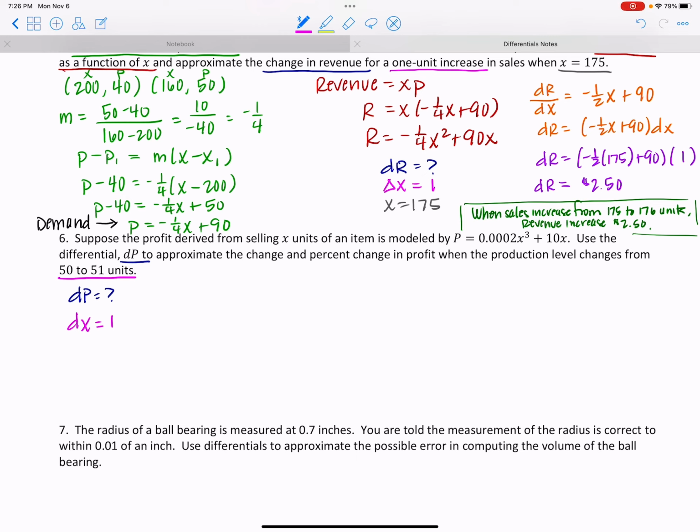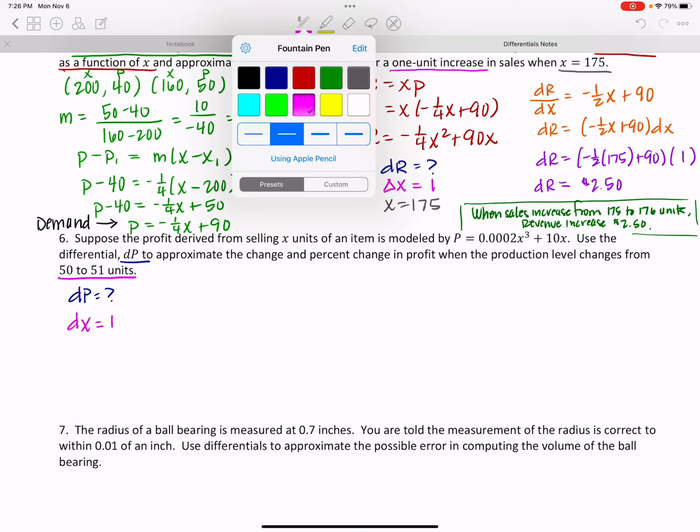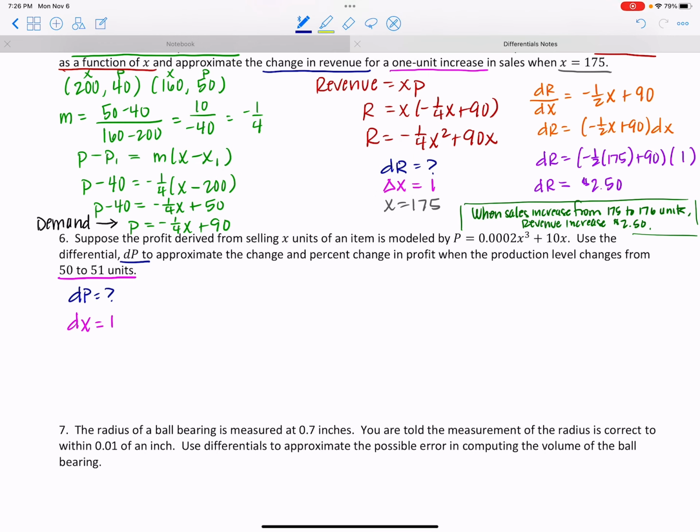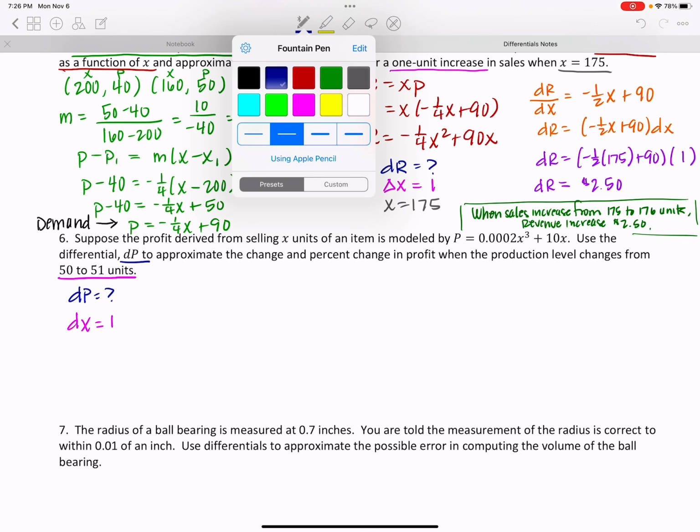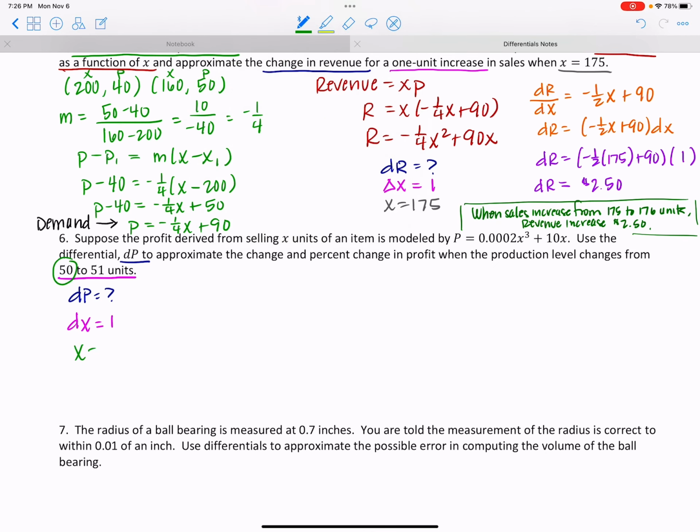And, yep, it's like, where's the other information? Well, if we are starting at x equals 50 and then going to 51, that's telling us two things. It's telling us the starting x, so this is our starting x value, and it's telling us that we're going from 50 to 51, so our change in x is 1 unit. Okay, so it's not as explicit as it was in the previous problem, but we have everything we need here.